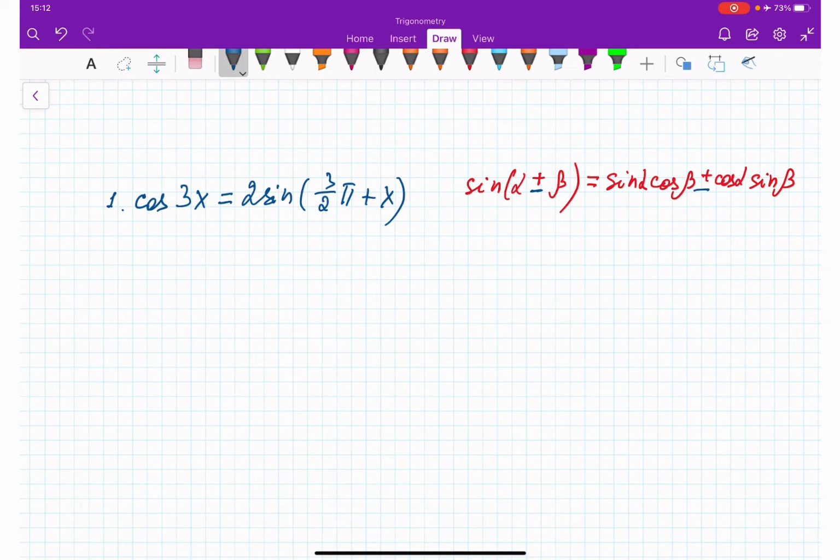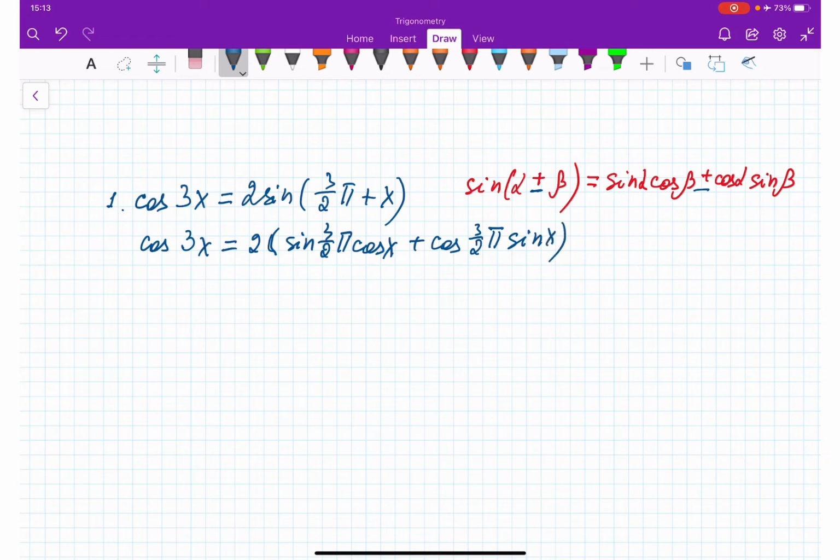So we are getting cosine 3x is equal to, using the formula, sine 3π/2 cosine x plus cosine 3π/2 sine x.